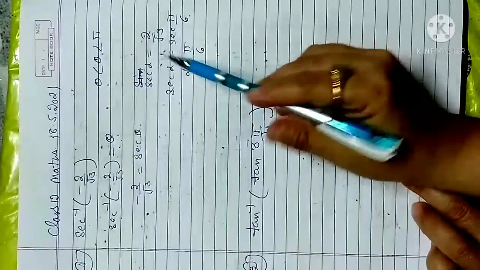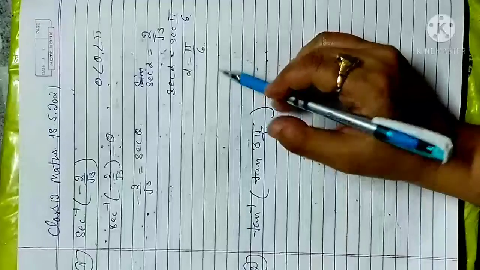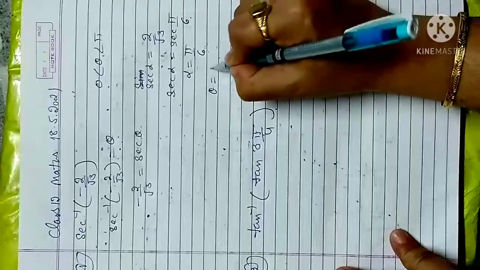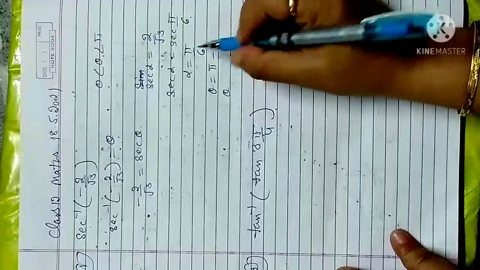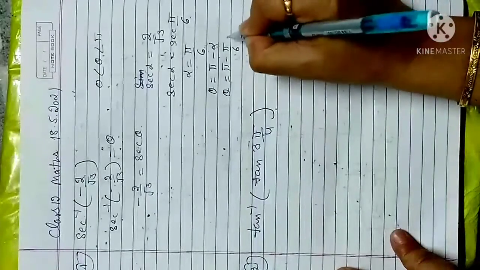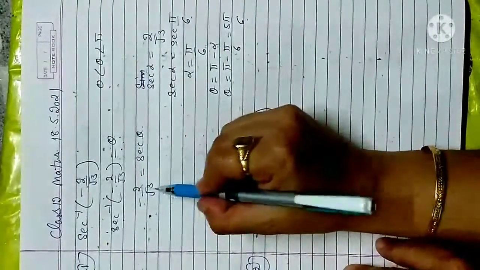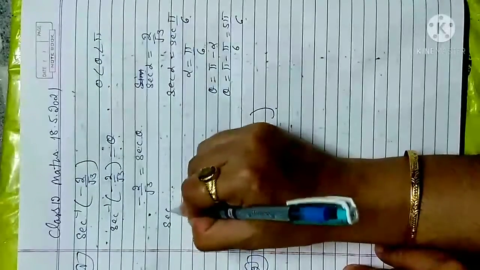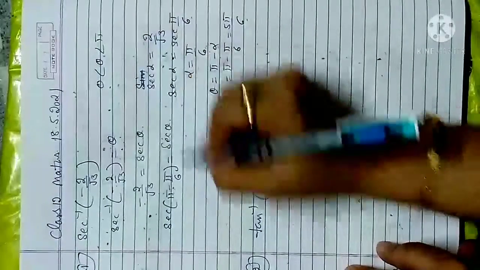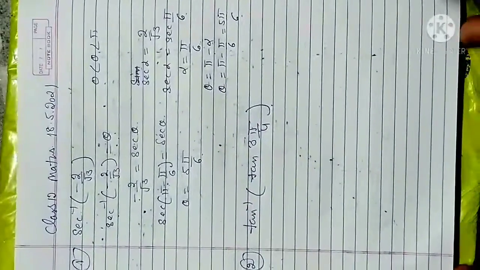Okay, but since 2 by root 3 is negative, this pi by 6 basic angle lies in my second quadrant. And the rule of the second quadrant to find theta is theta is equal to pi minus alpha. So the value in your second quadrant is pi minus pi by 6, which is equal to 5 pi by 6. So I applied that here: minus 2 by root 3 must be equal to secant of pi minus pi by 6, which is equal to secant theta. So when you compare, theta is equal to 5 pi by 6, that is my required answer.